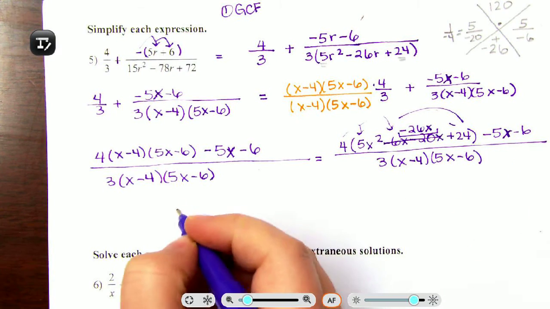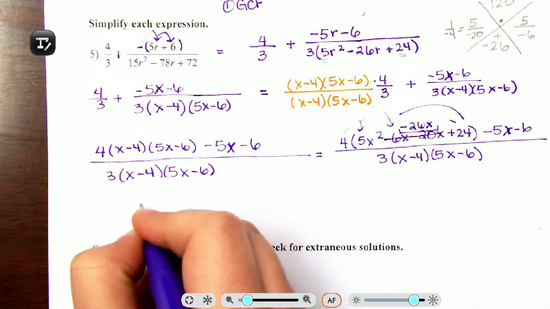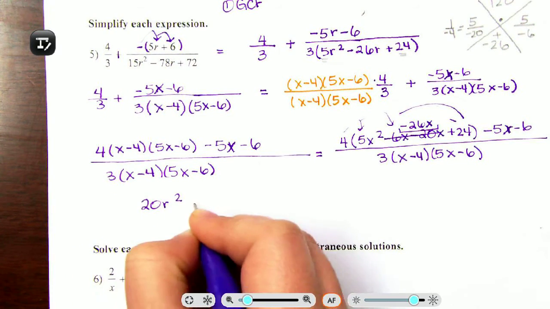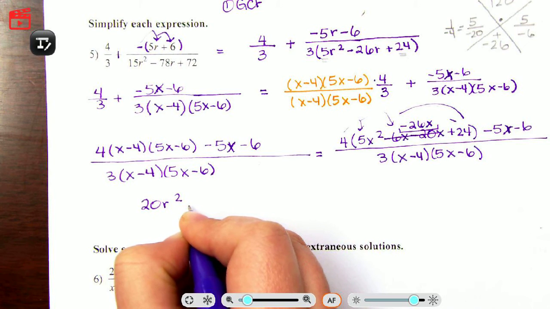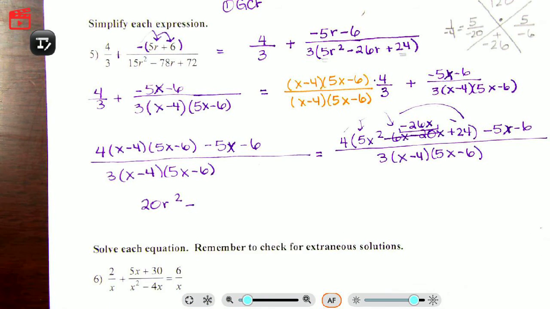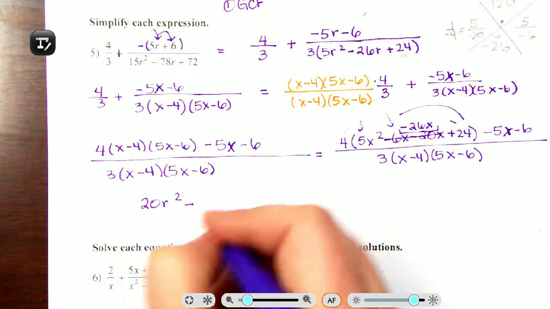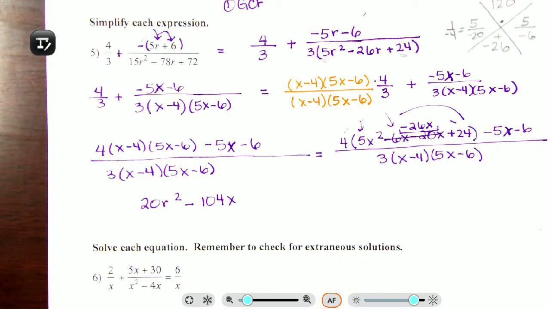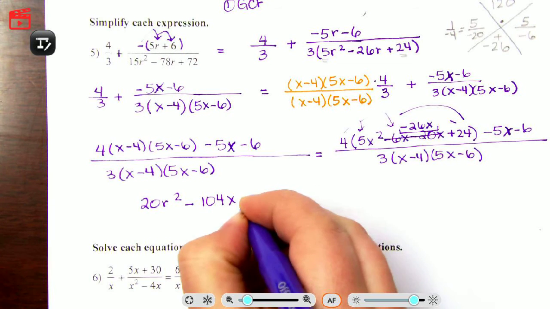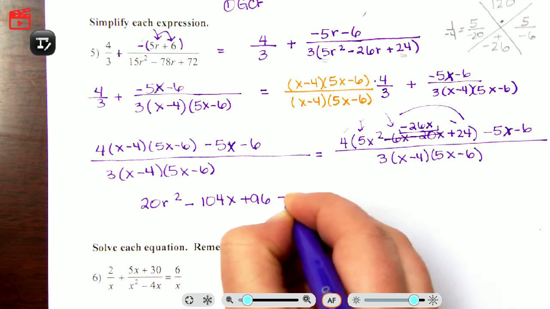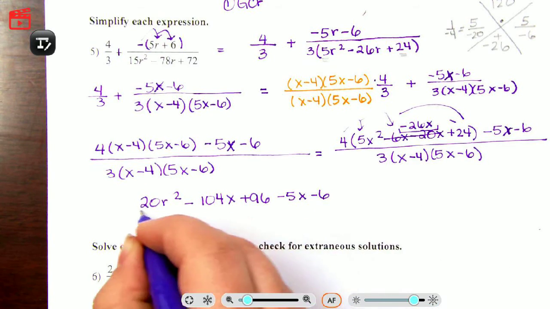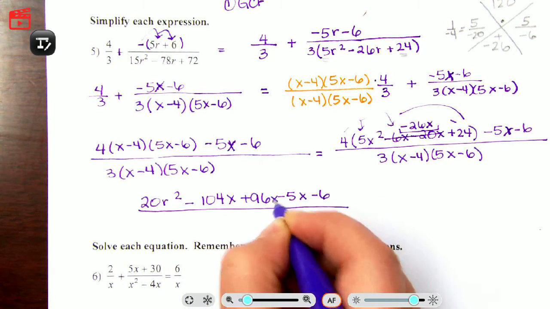All right, let's see what we have. So we have 20x squared minus, so 26 times 4, I have no idea what that is, so we're going to find that out together. 26 times 4 is 104, and that's 104x. Then 24 times 4, that's 96. Then we have minus 5x, and then minus 6. That should be x.